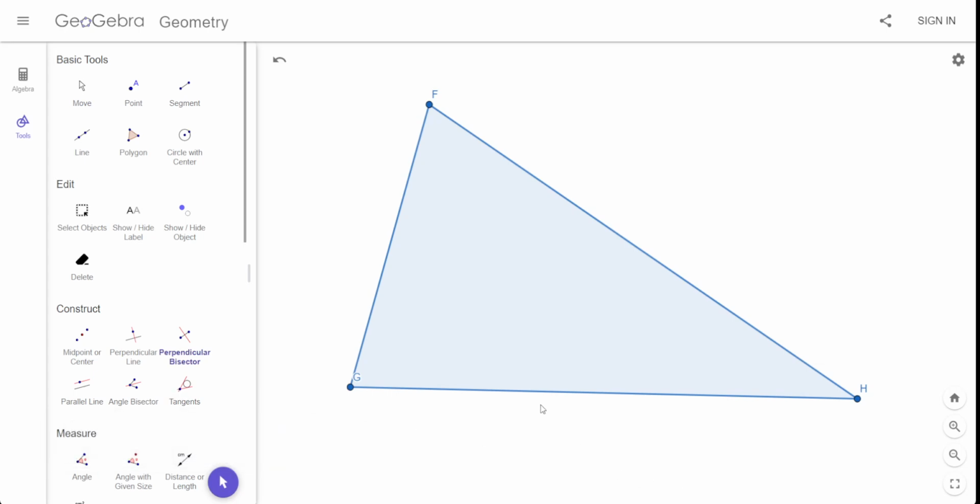So what I'm going to do is just click on this line right here. What do you think it's going to do? It's going to find the midpoint, and then it's going to draw a line that's what? It's perpendicular to it. Okay. So boom, there it is.